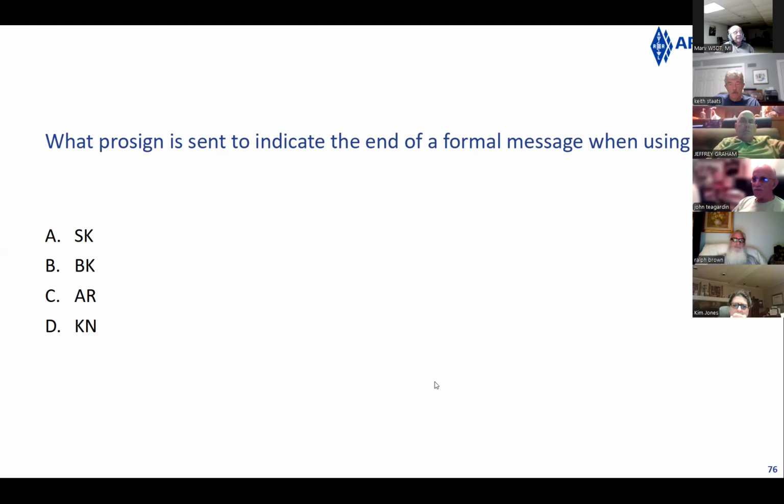You gave an example of it, didn't you? I did. Would it be A, alpha? Good guess. Oh, wait a minute. Oh, yeah, you're right. AR.